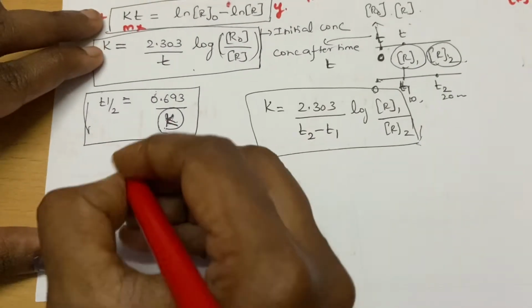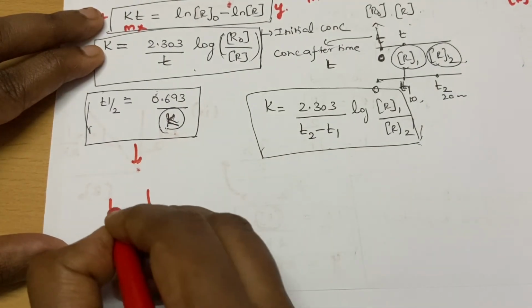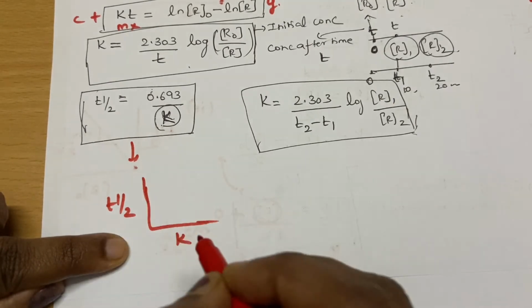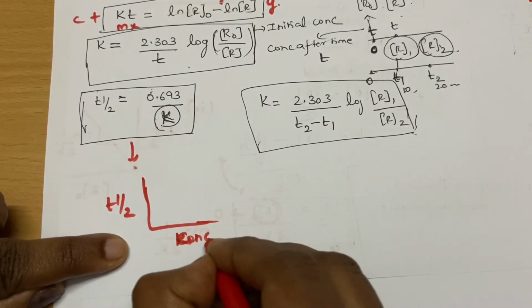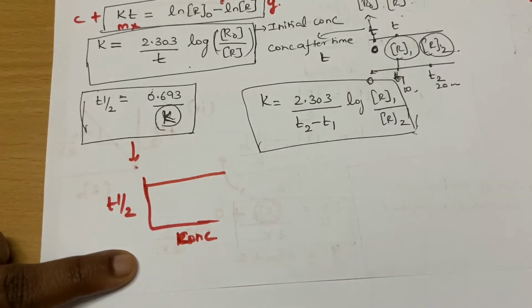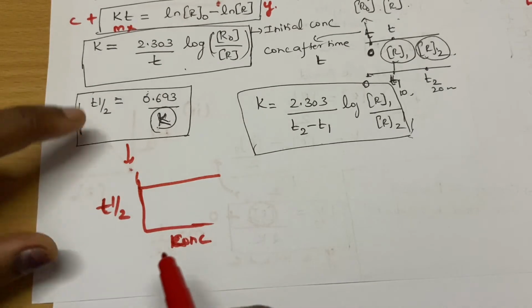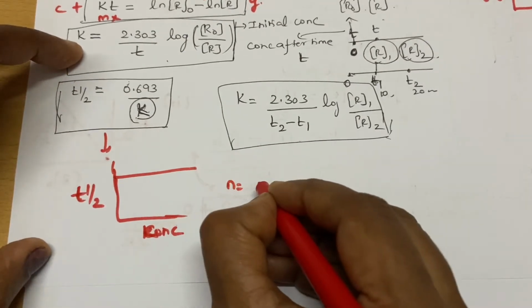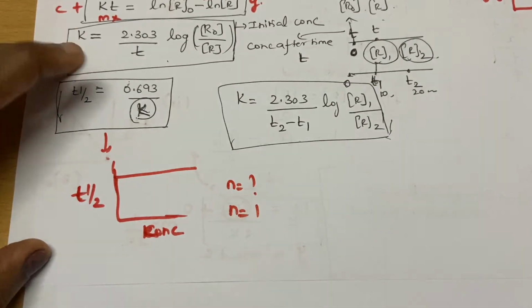And one more, this is the half-life period. See, T half versus k, how will it be? T half versus the concentration. It is independent of the concentration. You see, the graph will be like this. They will ask you, or if they give the graph, to predict the order of the reaction. So you must tell it is a first order reaction.